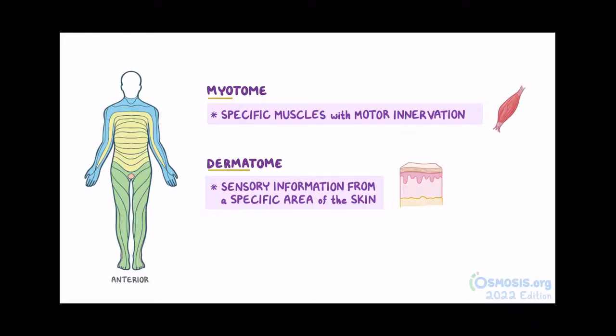Now, each dermatome and myotome is labeled with a letter and number that corresponds to its associated spinal nerve. For example, the skin around the umbilicus or belly button is innervated by the T10 spinal nerve, so we call this area the T10 dermatome. We often use these colorful dermatome maps to help visualize the specific regions that are supplied by each pair of spinal nerves.